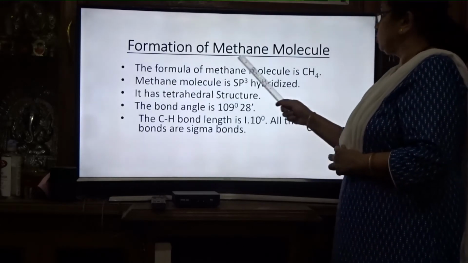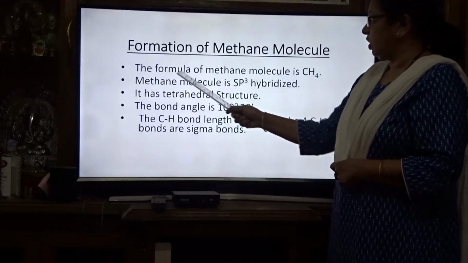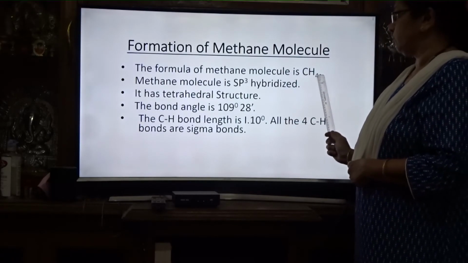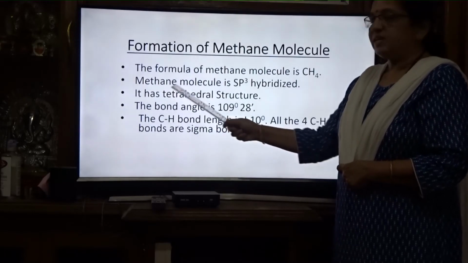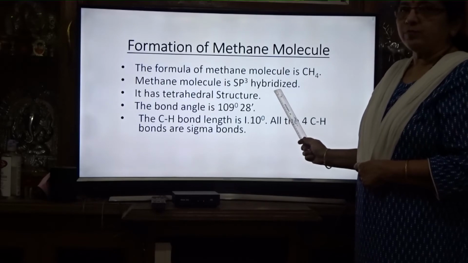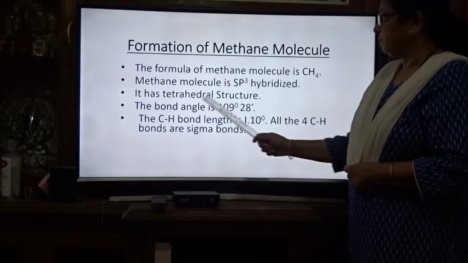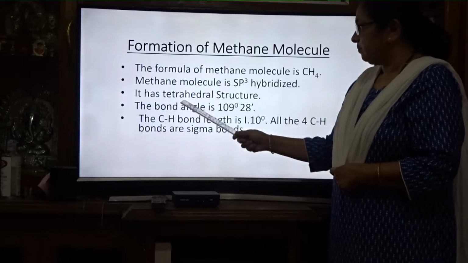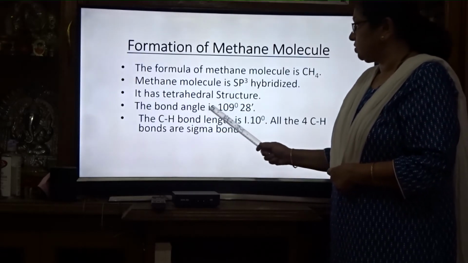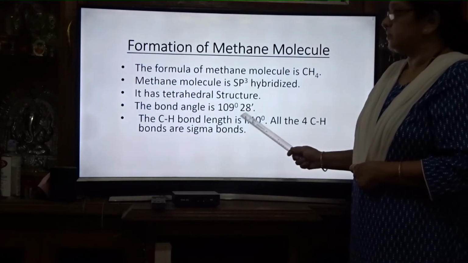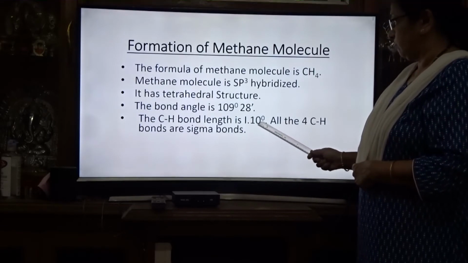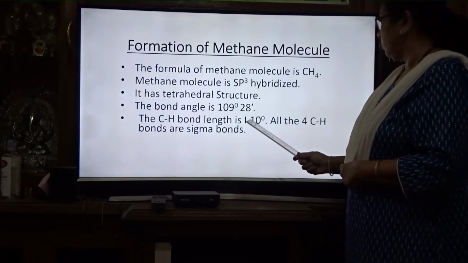So formation of methane molecule. The formula of methane molecule is CH4. It is sp3 hybridized. We have seen in detail what sp3 hybridization is and how the molecule forms bonds. It has a tetrahedral structure. The bond angle is 109 degrees 28 minutes. The C-H bond length is 1.10 angstrom, and all the C-H bond lengths are 1.10 angstrom.